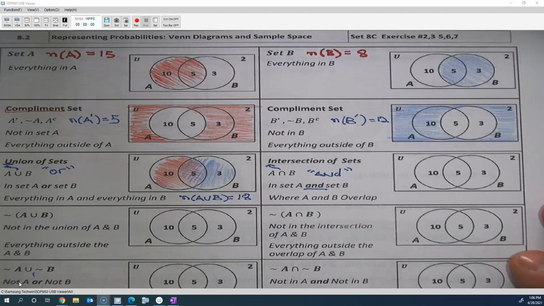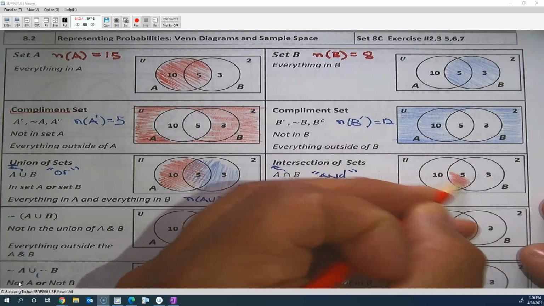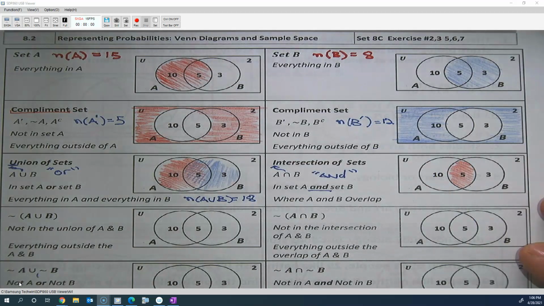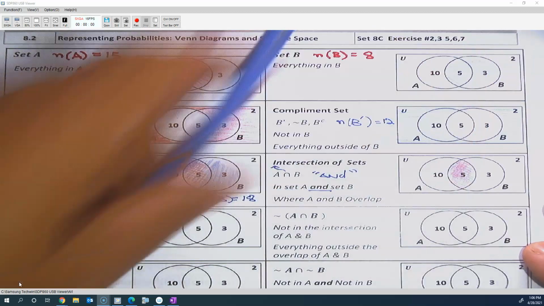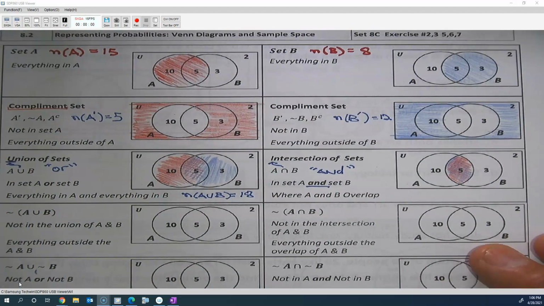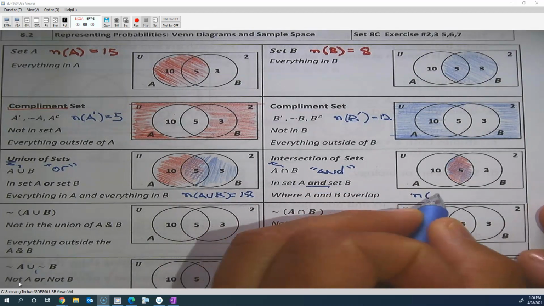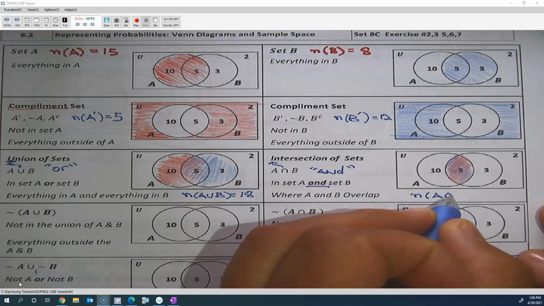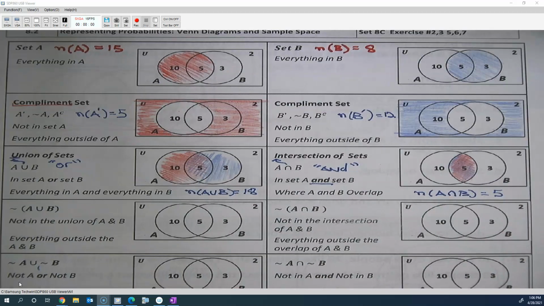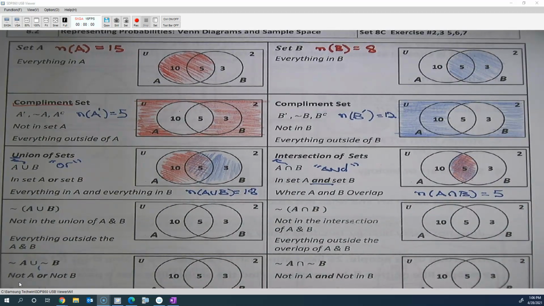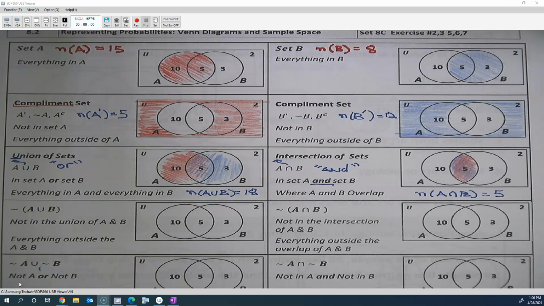So the only place that occurs is where the two overlap. If I was shading this, it would be both colors. So the number in the intersection of A and B is, there's 5 items in there. Okay.